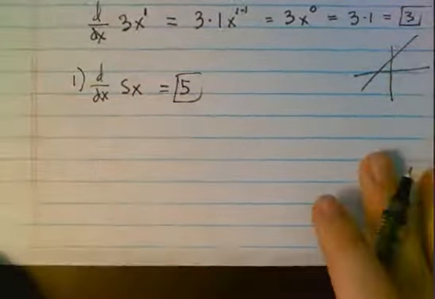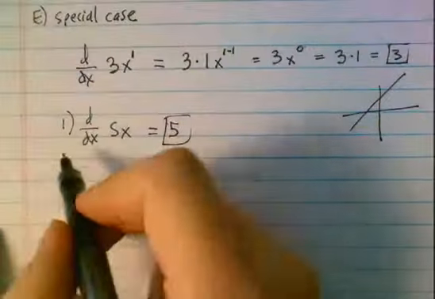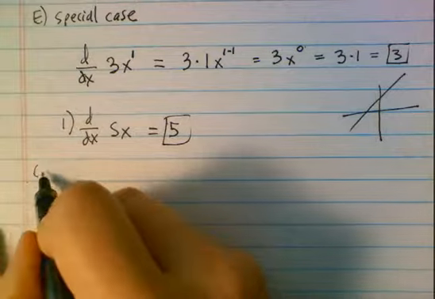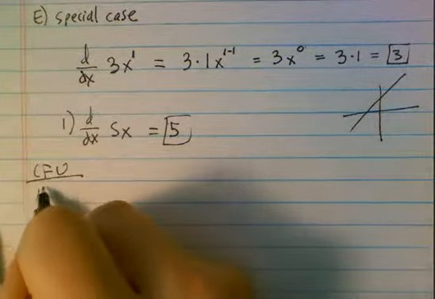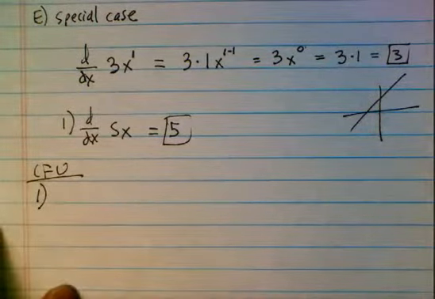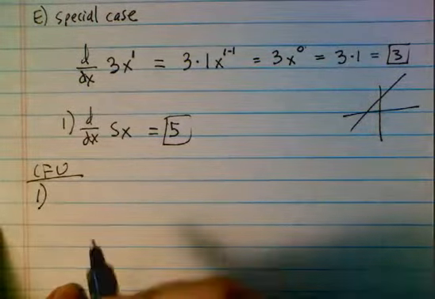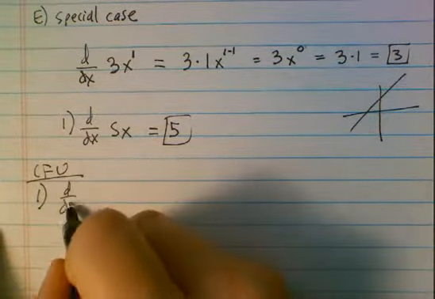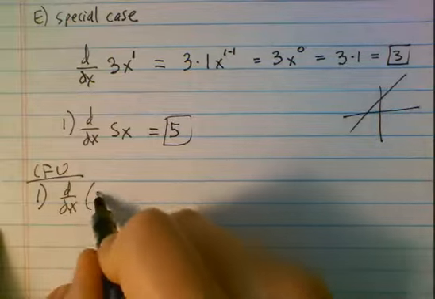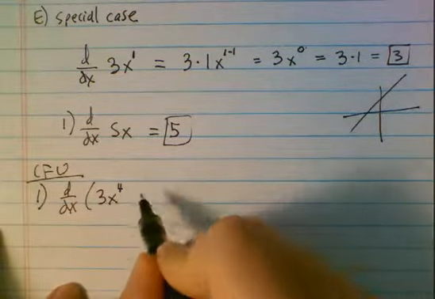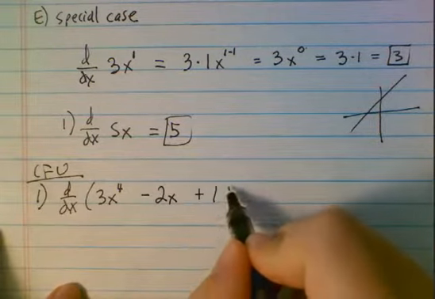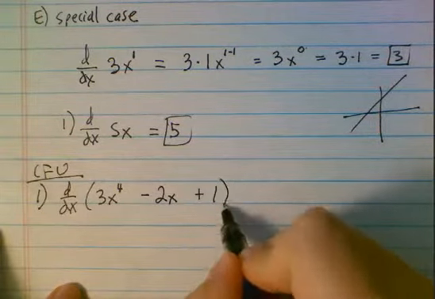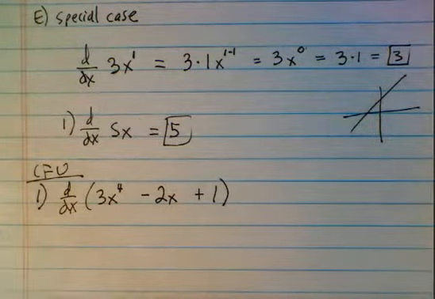So let's do some final practice problems, our checks for understanding. I'd like you to take the derivative of 3x to the 4th minus 2x plus 1. Try that one on your own and restart the video when you're ready.